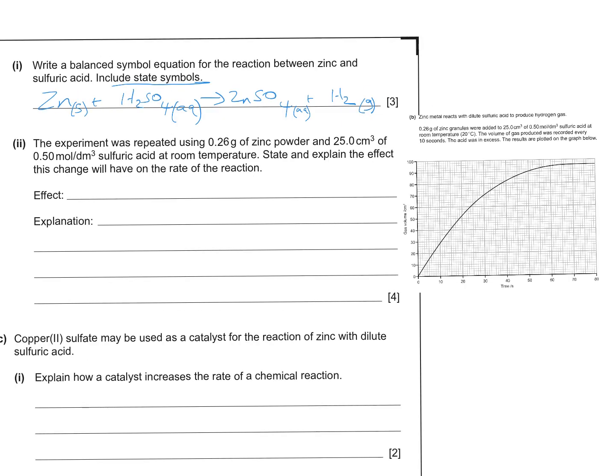Part 2. The experiment was repeated using zinc powder. Now, if you can make out on the right, which was the start of the question, zinc granules were used. Now, the powder has a larger surface area, so that's going to mean that the rate of reaction is increased. If the surface area is increased, that means that there will be more successful collisions. And the final thing in for the 4th mark, which all rate explanations require, is per unit time. Or of course you could put in per second, per minute, or in a given period of time.